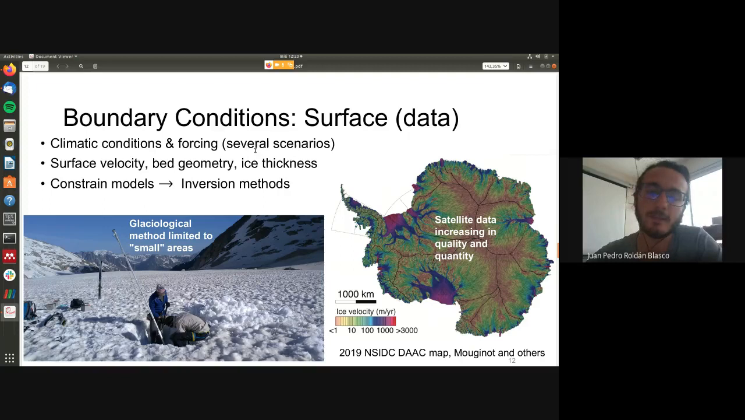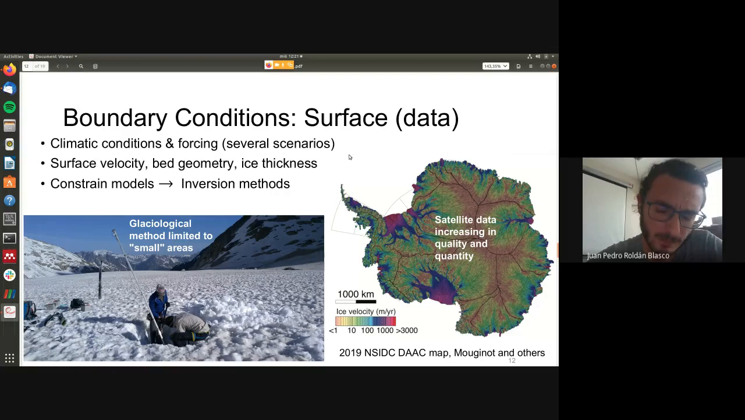So if we want to model the evolution of the ice caps in Antarctica, of course we'll need as boundary condition how the climate is going to be, because that will affect the temperature, and ice depends on temperature, and so that affects the precipitation, so how much mass is coming onto my domain, how much is leaving, etc. And thanks to several data, we can also compute surface velocities, which will be used with inversion methods to constrain my model and adjust the different parameters that we will have.